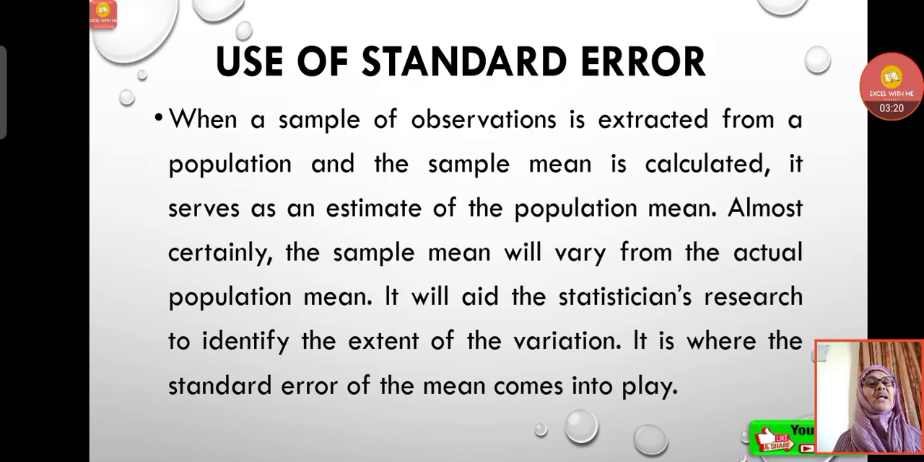Now, the use of standard error: when a sample of observations is extracted from a population and the sample mean is calculated, it serves as an estimate of the population mean. Almost certainly the sample mean will vary from the actual population mean. It will aid the statistician's research to identify the extent of the variation. This is where the standard error of the mean comes into play.